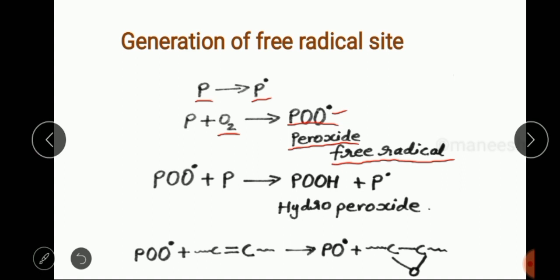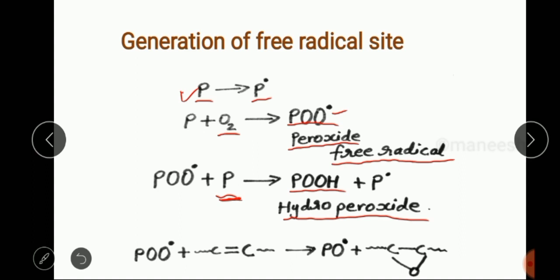Now once the peroxide free radical is generated, it will abstract the hydrogen from another polymer chain. This is the one polymer chain I consider, and this is the other polymer chain. Now this peroxide free radical will take the hydrogen from the other polymer chain. Then you will get this, and the free radical now shifts to the other polymer chain. The name of this compound is hydroperoxide. This is one possibility.